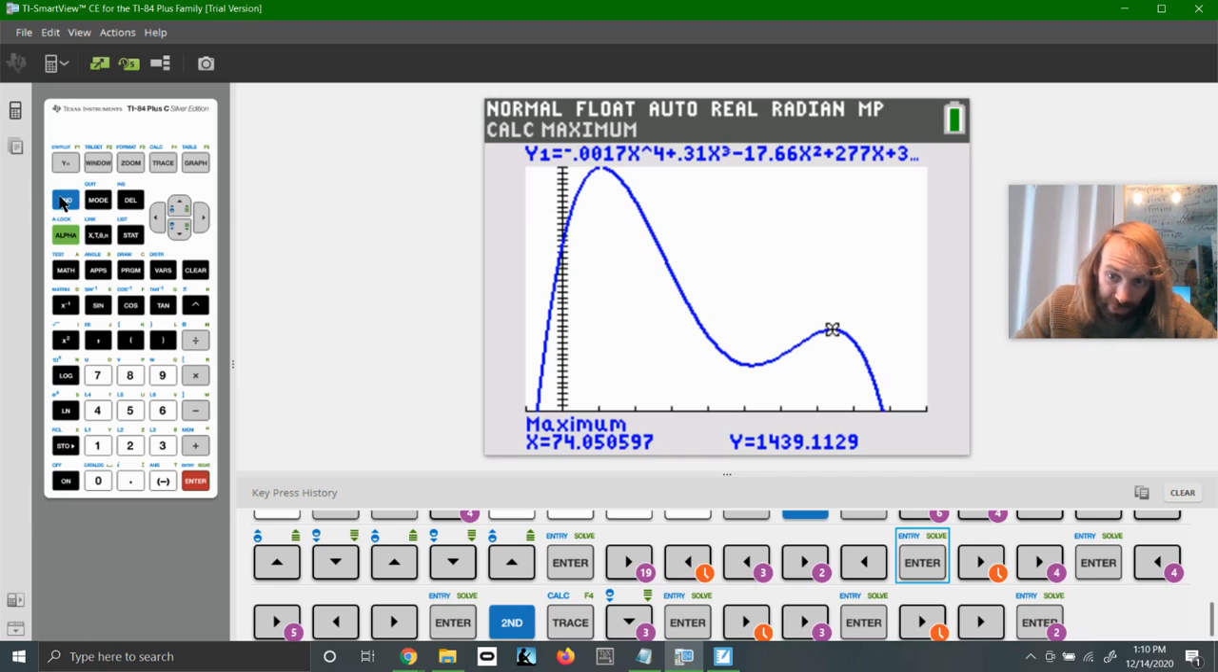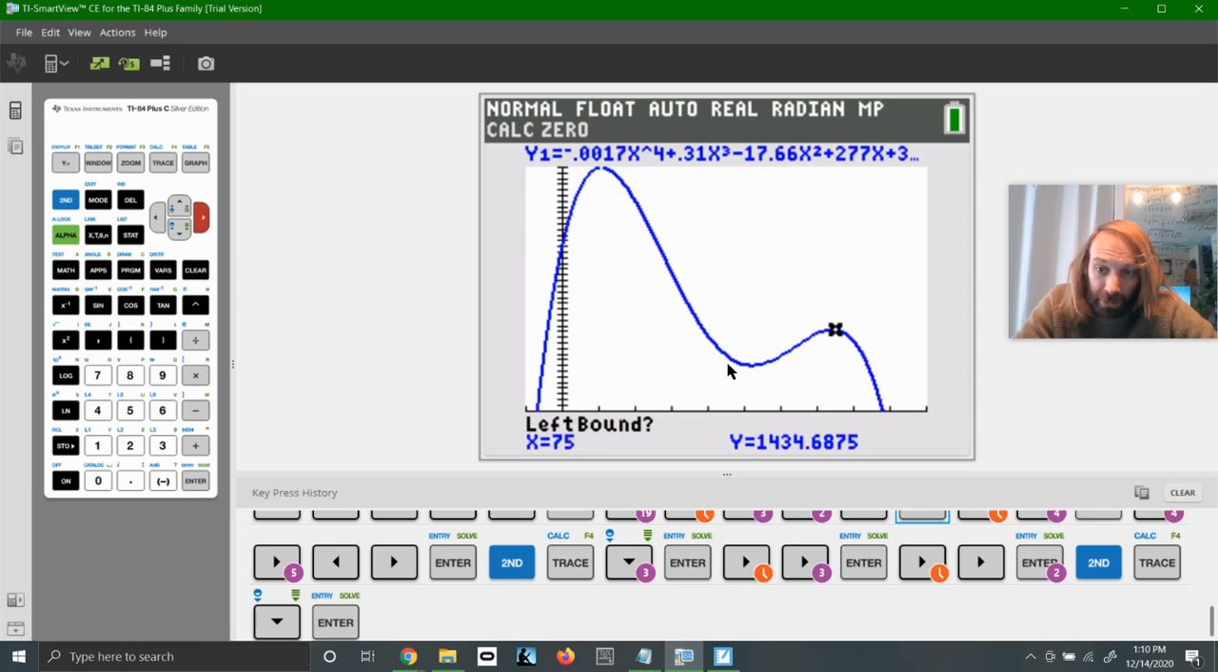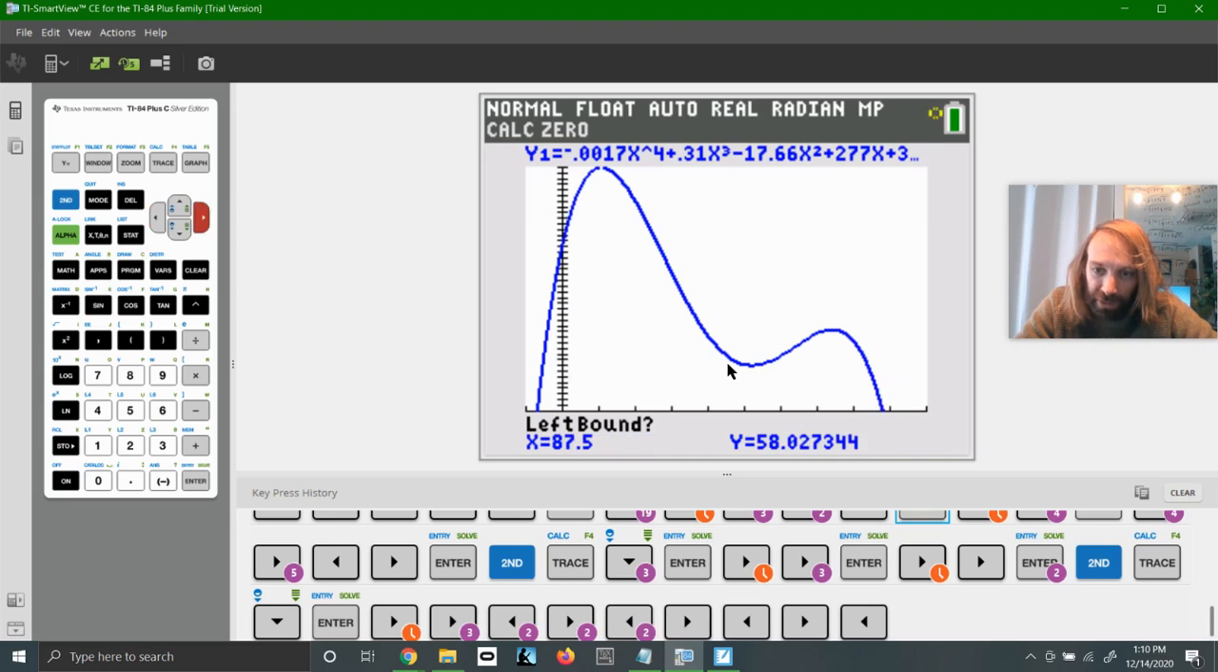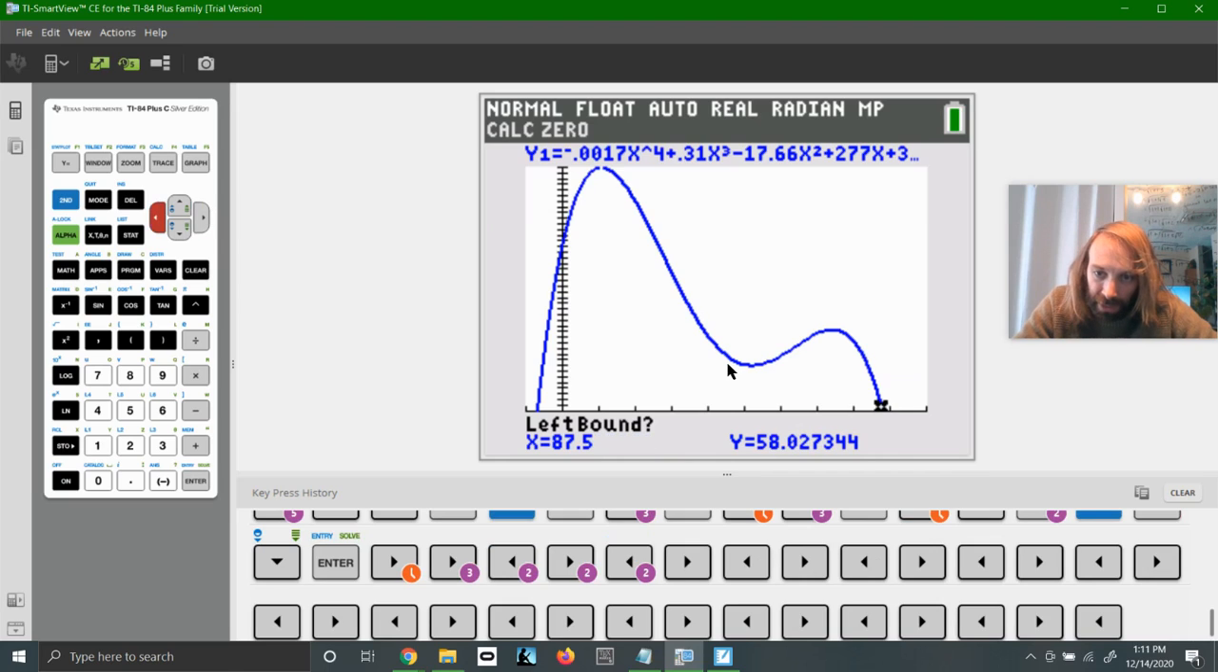One more thing I wanted to show you. If you do second trace, there's a thing in here called zero. And zero is another one that is useful for graphing these things. So zero is probably what you're thinking. It's going to help you find one of the zeros, one of the roots. If you look at the y values between here and here, you can see I'm alternating between a negative and a positive right there. So somewhere in there, there's a zero, right?